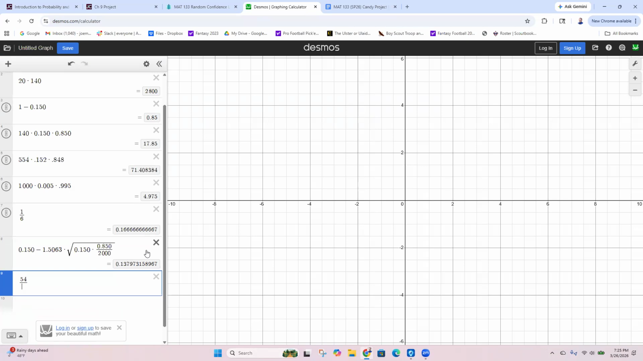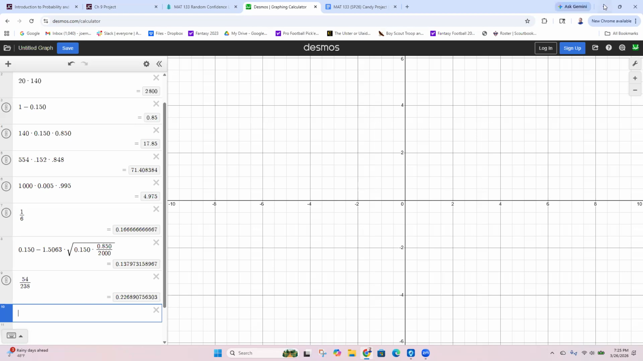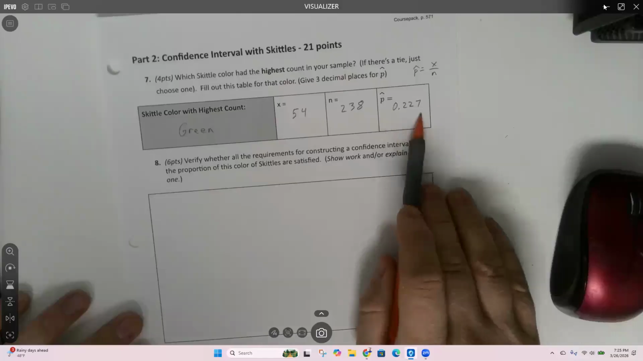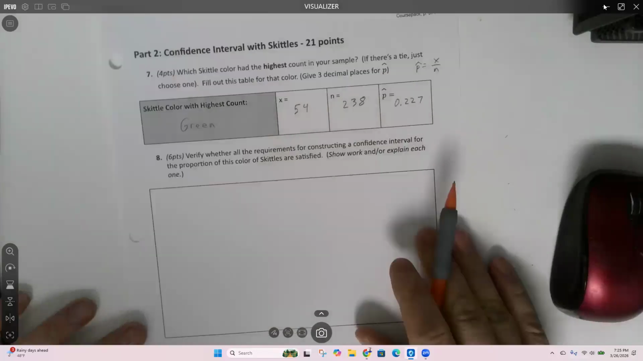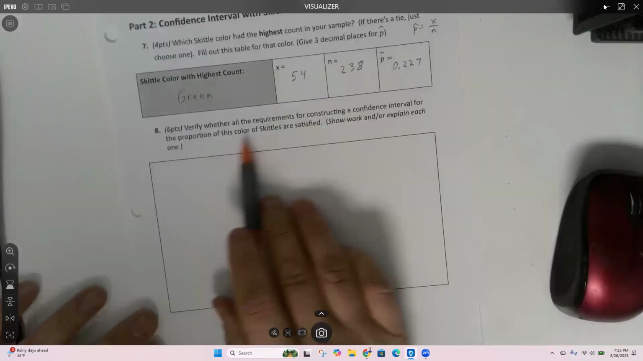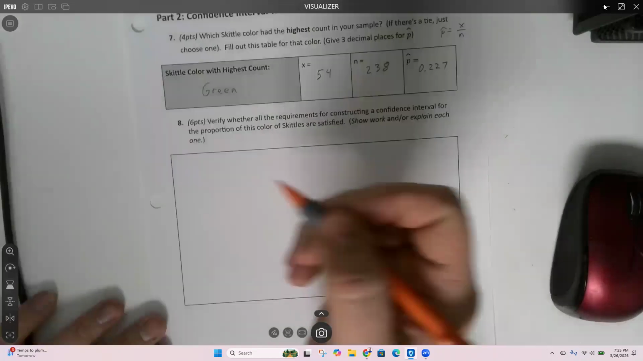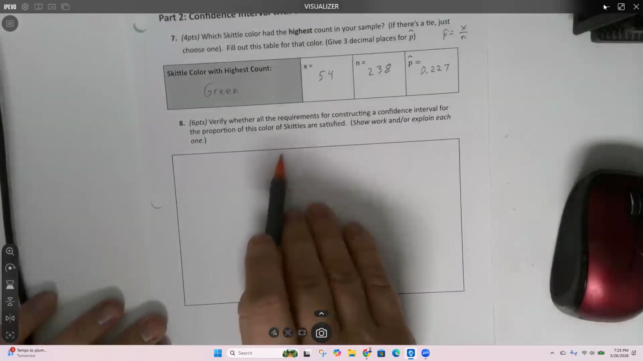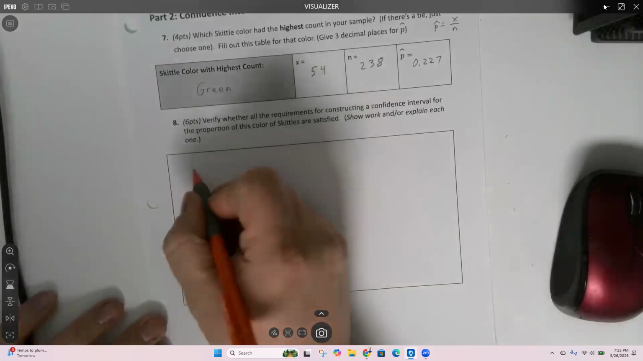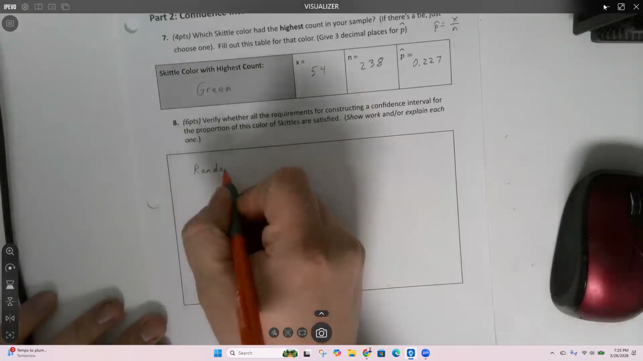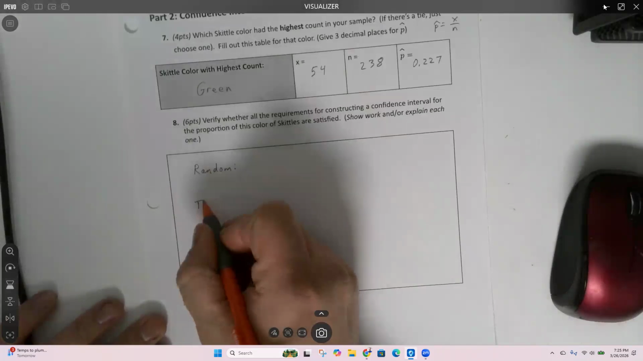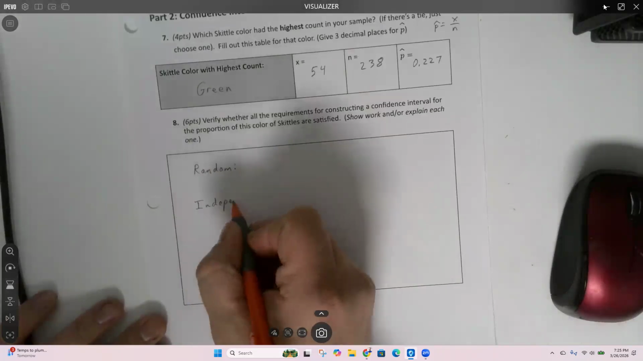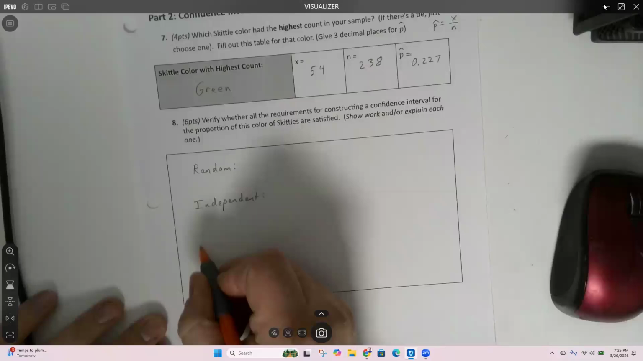54 divided by 238. My p hat in this case is 0.227. Okay, 0.227. That's mine. You might have something different. Verify whether all requirements for constructing a confidence interval for the proportion of this color minus green are satisfied. We want to show that our sample was random. It was independent. And we want to show that it's normal.